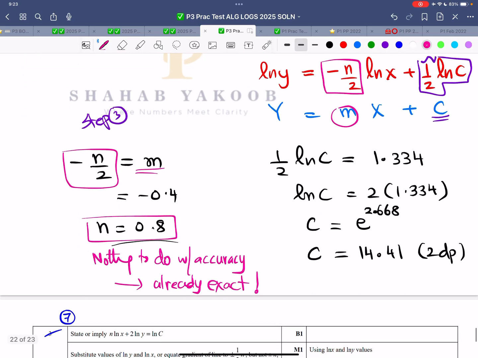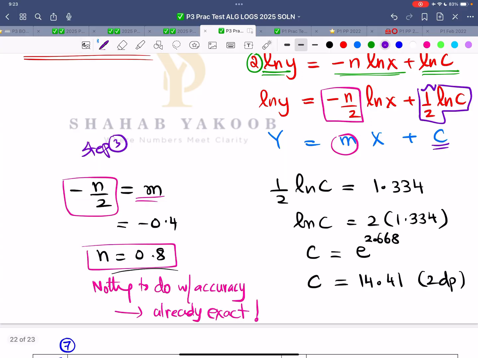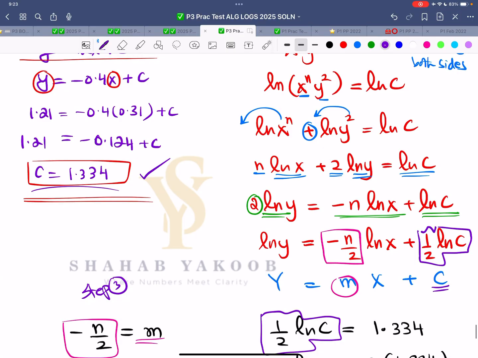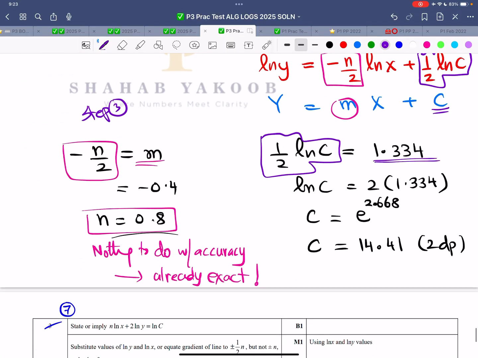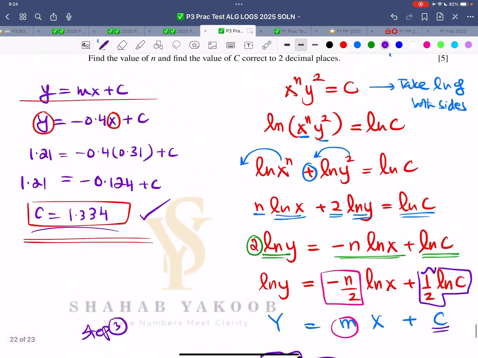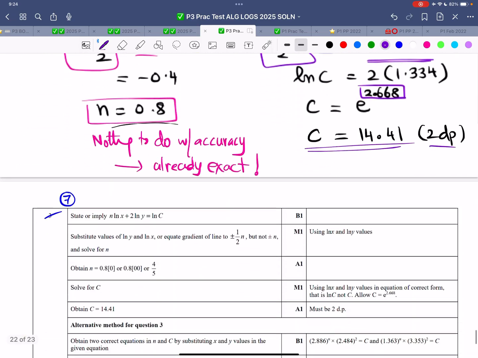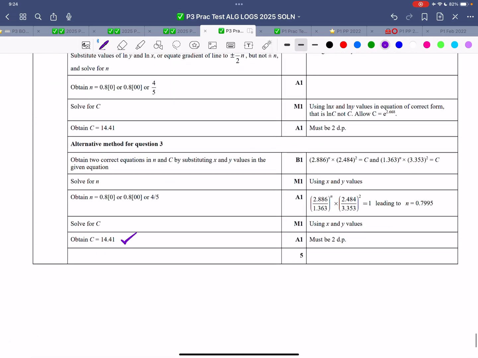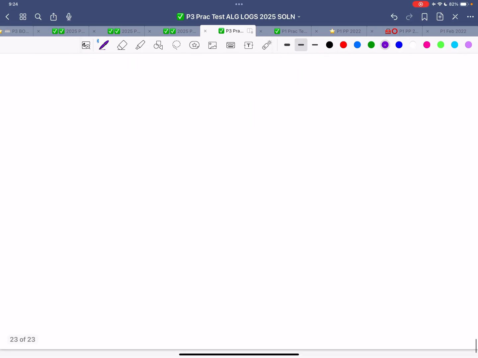And then over here, the purple thing, that is half ln c, is this c that we have found, 1.334. And ln c is 2 times this. c is e raised to the power of this thing, and c comes out to be 14.41, correct to 2 decimal places. Let's double check. c is 14.41, n is 0.8. 4 over 5 is also good, but 0.8 is perfect. And I think that's about it.